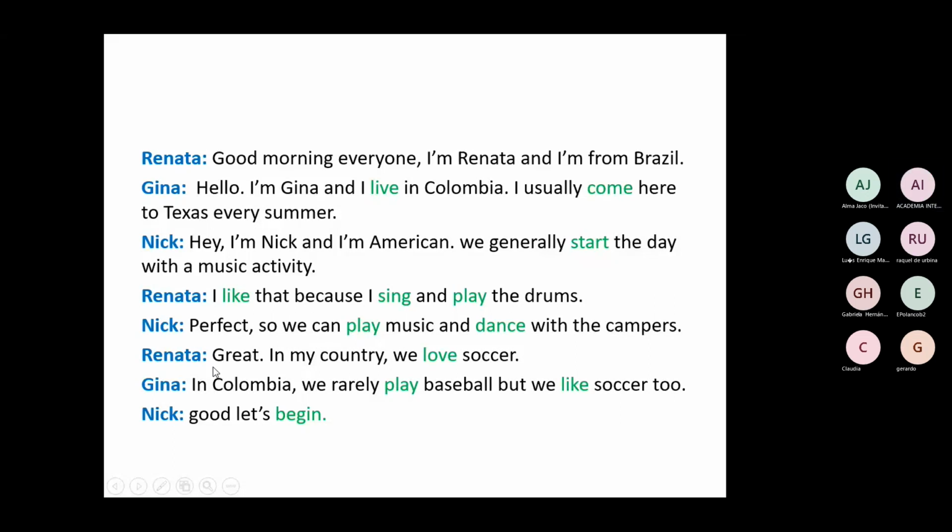Simple present. Great. In my country, we love soccer. We love soccer. Simple present. In Colombia, we rarely play baseball. Simple present. Right? But we like soccer too. This is another sentence in simple present. We like soccer too. Good.